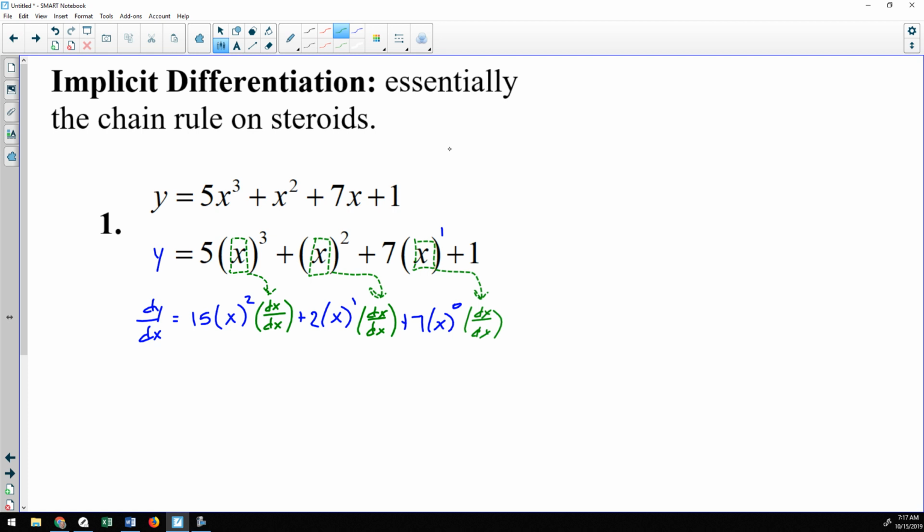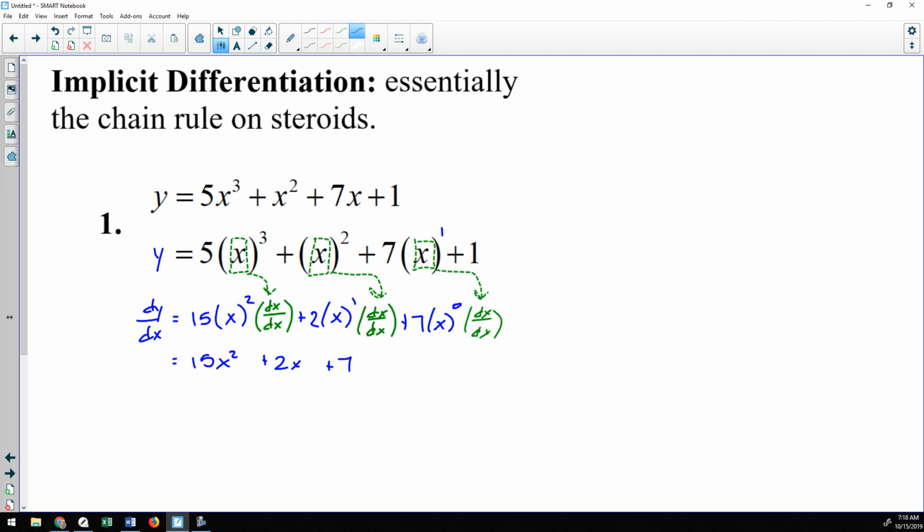And then when you look at all of those and you start simplifying, I've got 15 times x squared, and dx dx, because numerator and denominator are the same, is the same thing as a 1, so that's just a 1. So plus, move on, 2 times x to the first is just 2x, dx dx is 1, plus 7, anything to the 0 power is 1, and dx dx is again 1, so we end up with 15x squared plus 2x plus 7. Obviously I would not expect you to chain rule this one, but I wanted to show you that you could chain rule literally every single derivative you do in calculus, and that's how implicit differentiation is going to work.